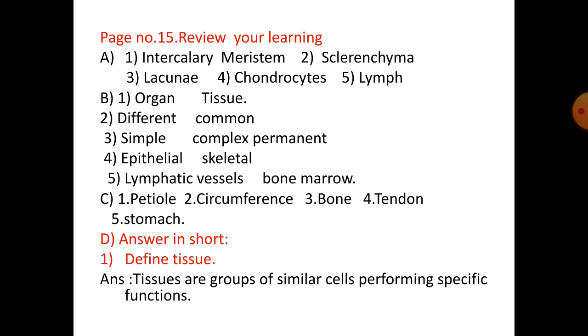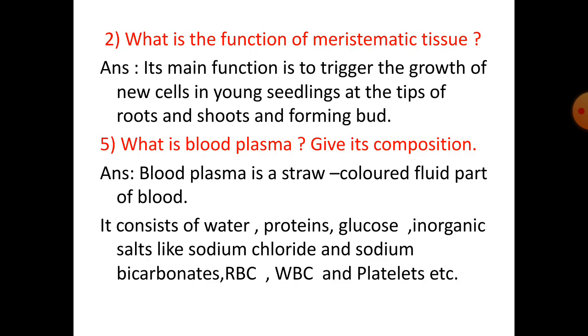Next, answer in short. 1. Define tissue. Tissues are groups of similar cells performing specific functions. Number 2. What is the function of meristematic tissue? Its main function is to trigger the growth of new cells in young seedlings and the tips of roots and shoots and forming bud.